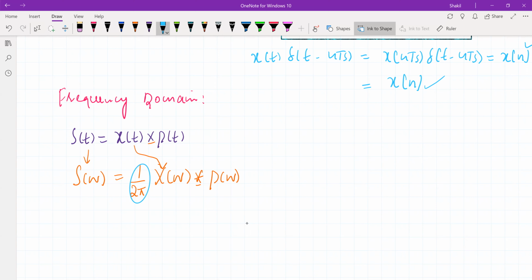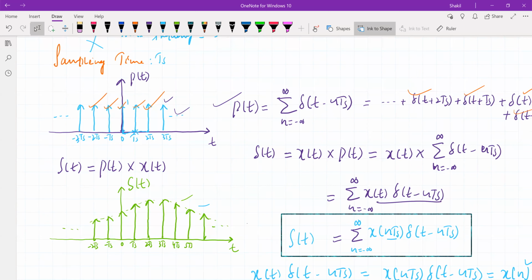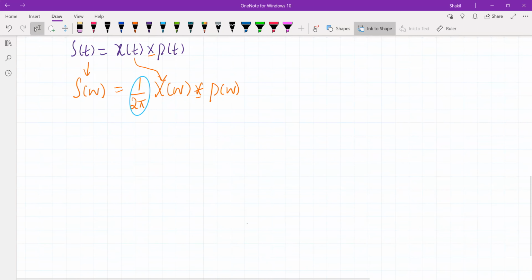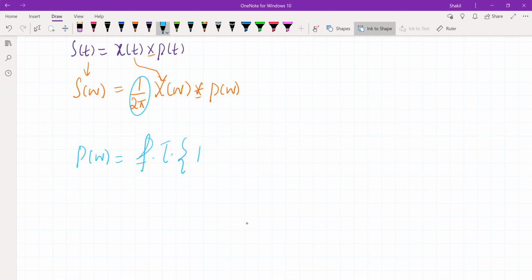Now, if I substitute X of omega, which is already given, that's this. Now, what's P of omega? P of omega is the Fourier transform of this impulse train, that is, the Fourier transform of p of t, which will be simply 2 pi by Ts, where Ts is the sampling time.